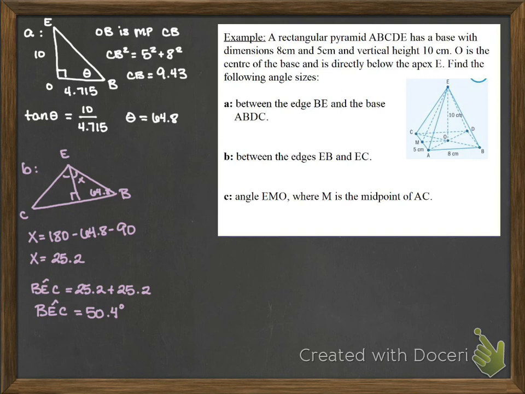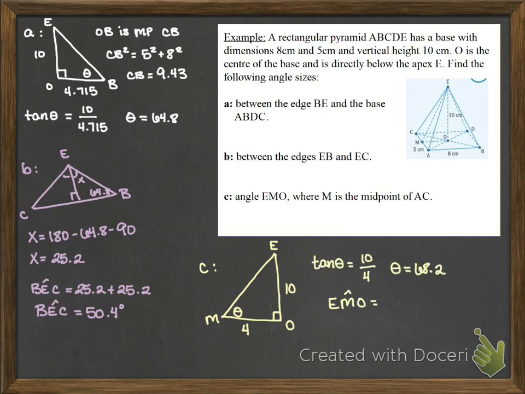The last one we want to find is angle EMO, where M is the midpoint of AC. On this one, MO is half of AB. The whole length is 8, so that would be 4. Our height is 10. So then we have tan theta equals 10 over 4, and theta equals 68.2.